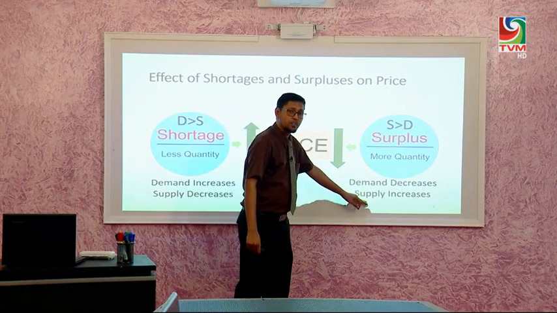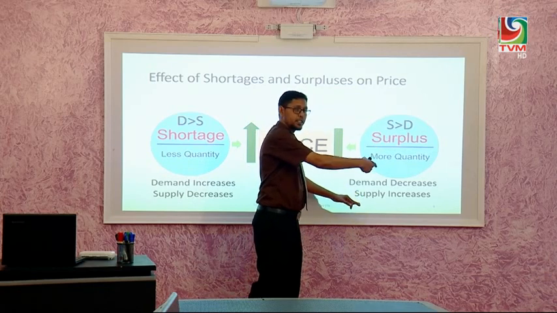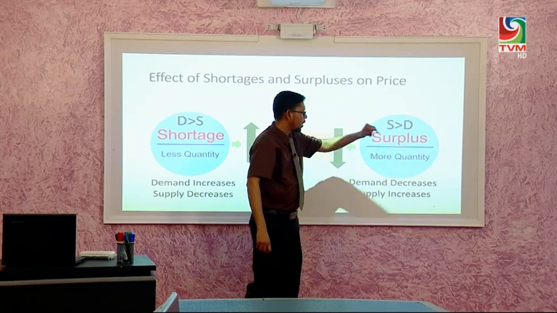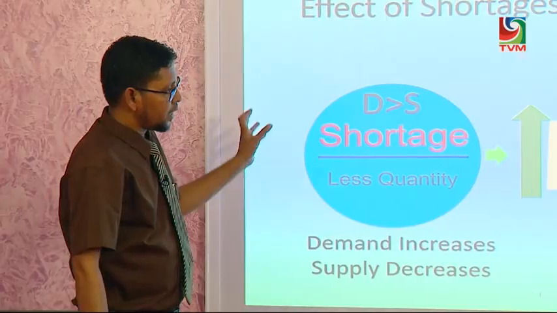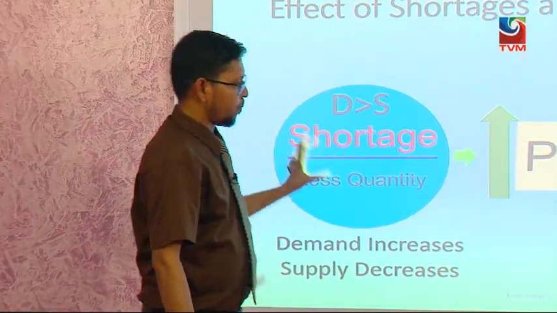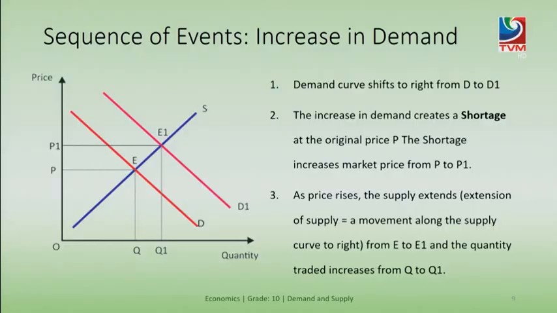And if the supply curve shifts to right, then definitely there will be a surplus and the price will fall. So, if you understand this concept, the shortage and surplus and how it affects the price, then it will be very easy for you to answer the demand and supply questions. Once again, sequence of events is very important.